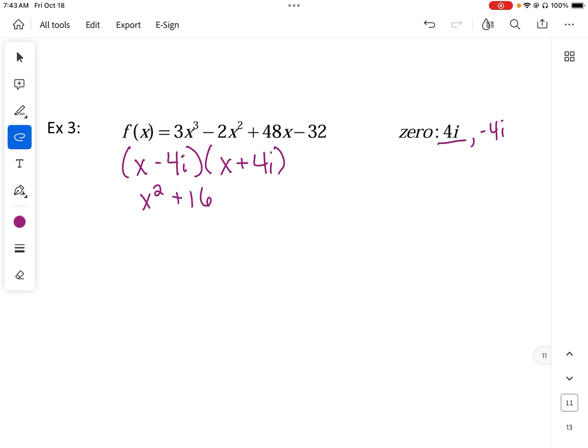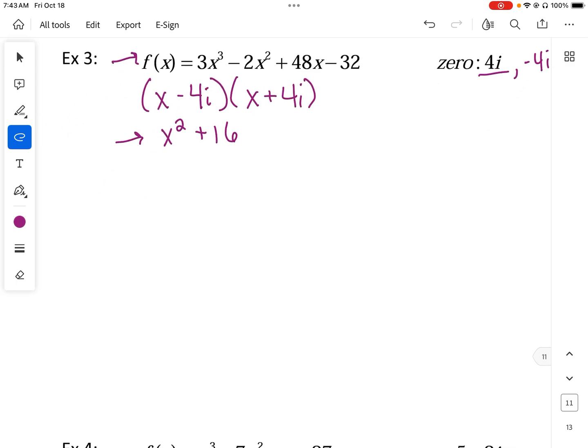We did all that work. If you need to see it expanded out, you can work that out. Now what we need to do is take the function and divide by this to find the next zero. I can't do synthetic division because we have x squared plus 16. If we had x plus 16, I could do that, but we don't.